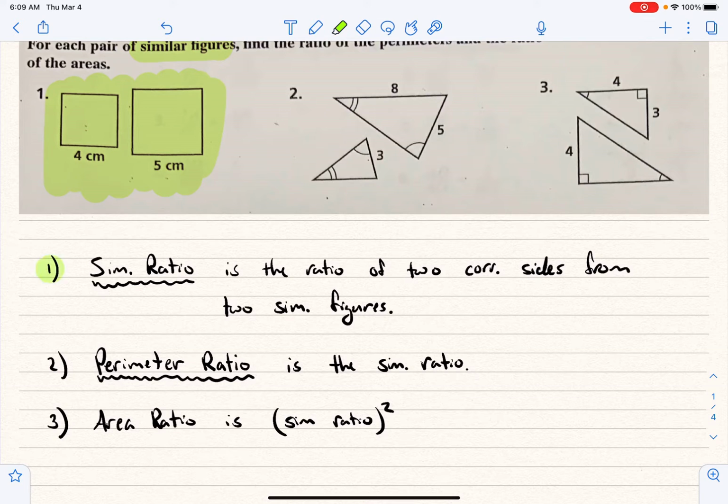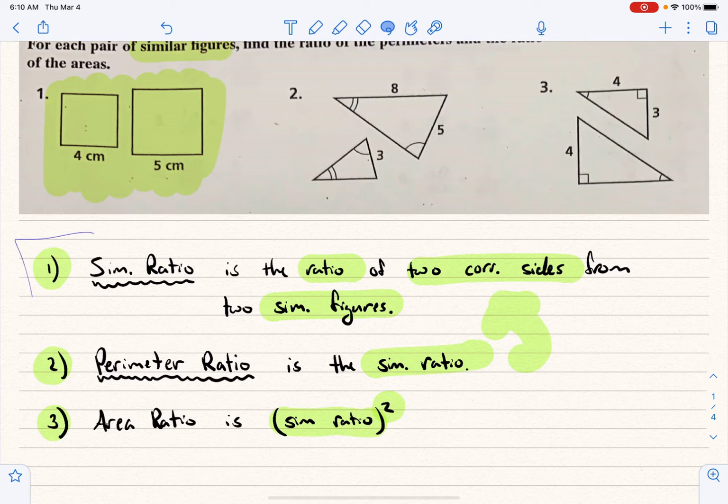So these are the three big points. We said similarity ratio, that's just the ratio of two corresponding sides from similar figures. The perimeter ratio, we said that's always the same as the similarity ratio. And the area ratio is just the similarity ratio squared. Okay? And so this was really simple. So as long as we knew those three concepts, then we could do any of this. Similarity ratio is always the ratio of two corresponding sides. The perimeter ratio is the same as the similarity ratio. And the area ratio is the similarity ratio squared. Okay, so we were able to do this real simple.